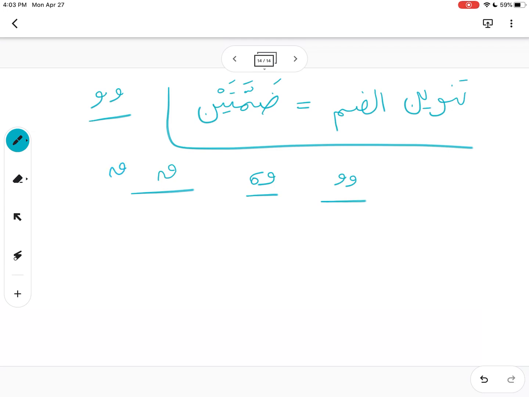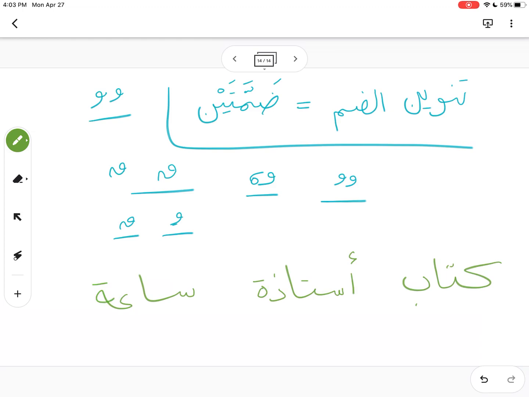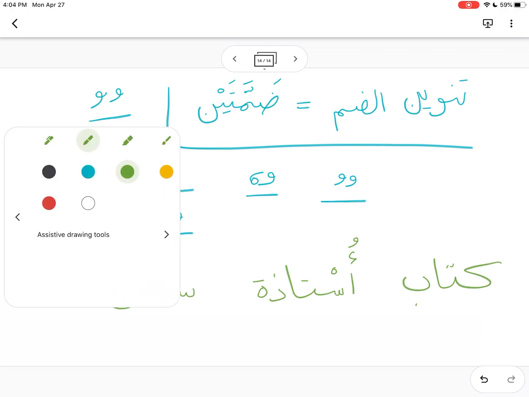We put a dhamma and we just put a little tail at the end. So dhamma with a little tail. So this right here, this is 1 dhamma. And if you put a tail, now it's dhammatain, 2 dhammas. Okay, so we're going to take a bunch of words and add dhammatain to the end. Okay, kitab, ustadha, sa'a. Go ahead.